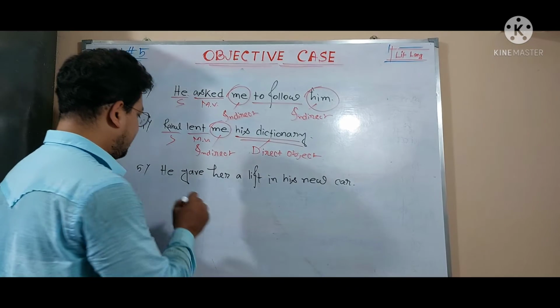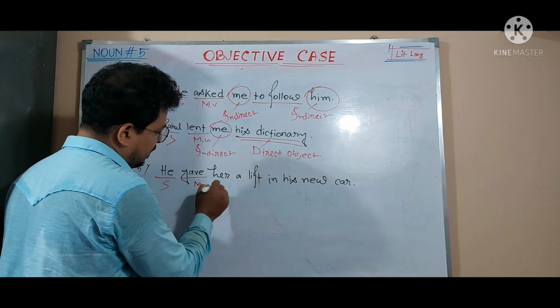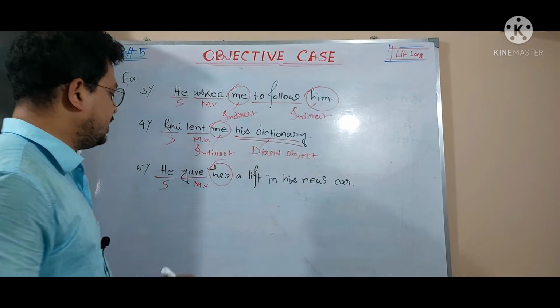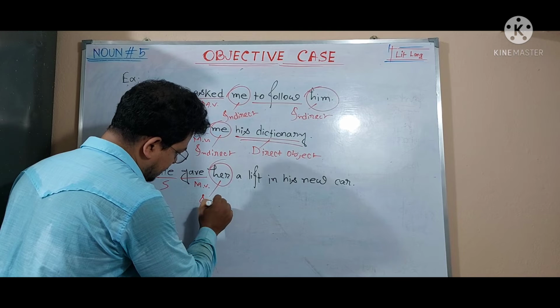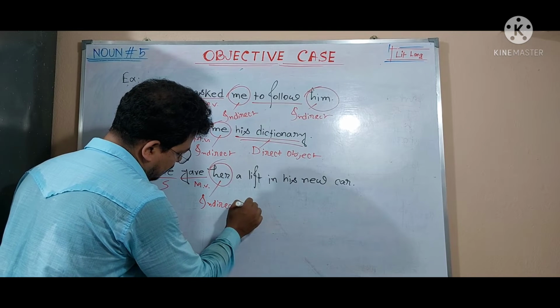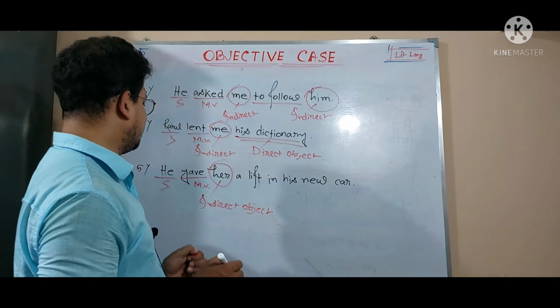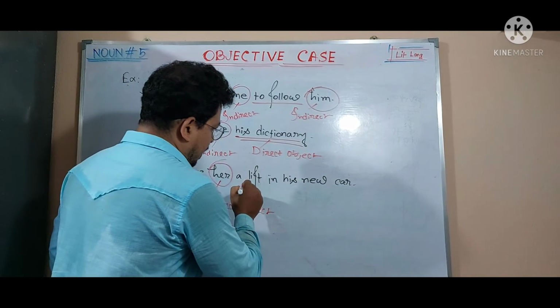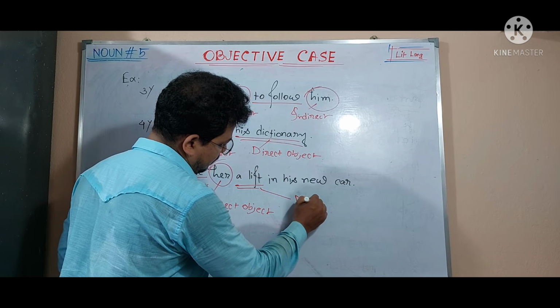He gave her a lift. He is the subject, gave is the main verb. Whom did he give? Her. That means it is the indirect object. And what did he give her? A lift. This is the direct object.